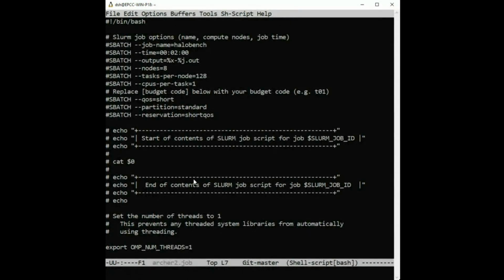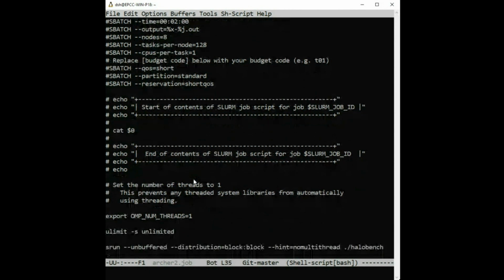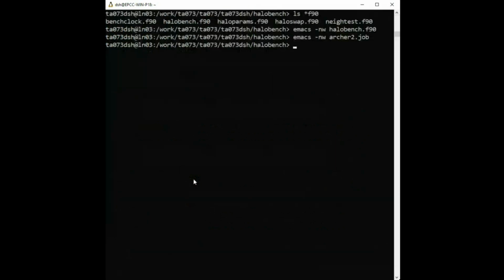So if you look at this, it is not set to run in the reservation. The reason is that I want to run it on 8 nodes. I just want to have a reasonable number of nodes, and so that's not going to run in the reservation. You could run it in the reservation, but the reservation is a maximum of 4 nodes. But this, I should be able to sbatch archer2.job. Hopefully that works.